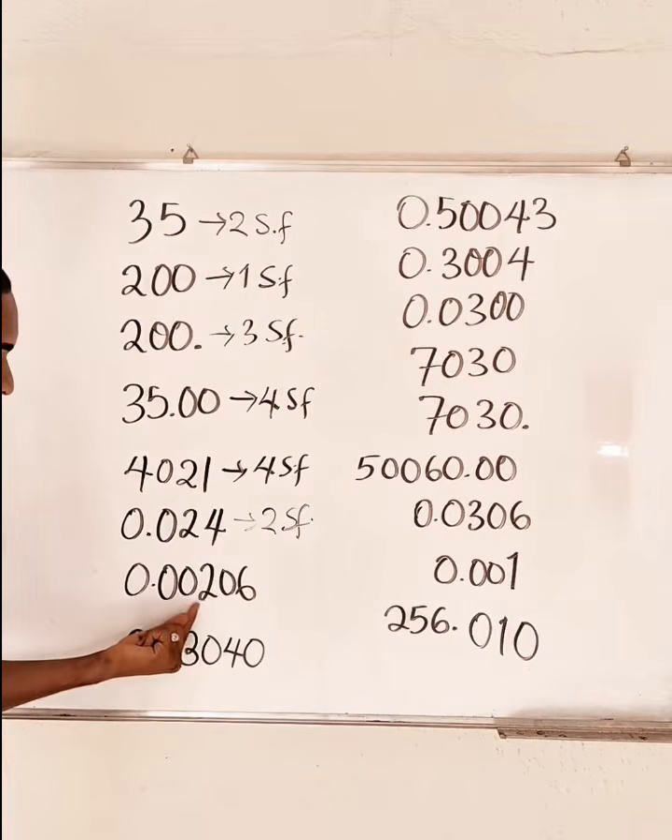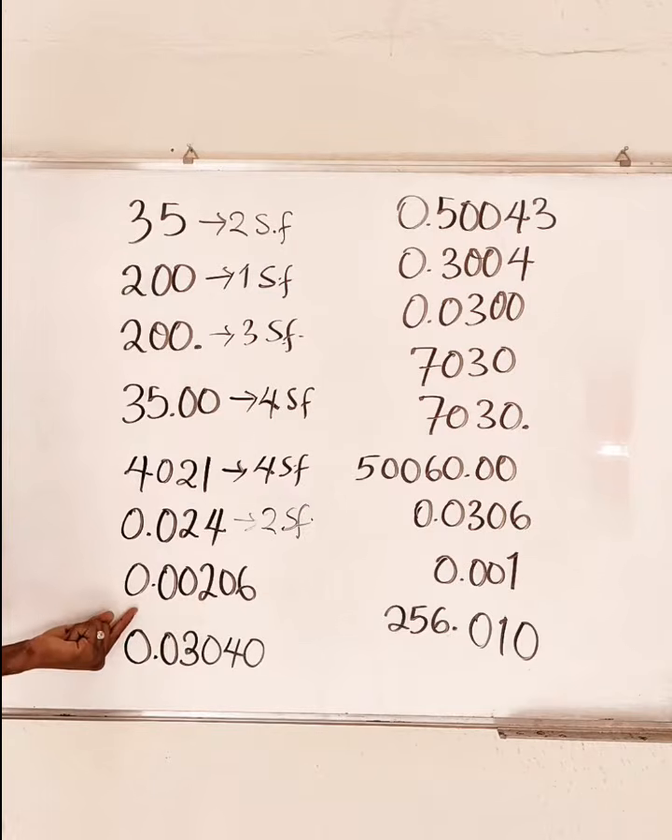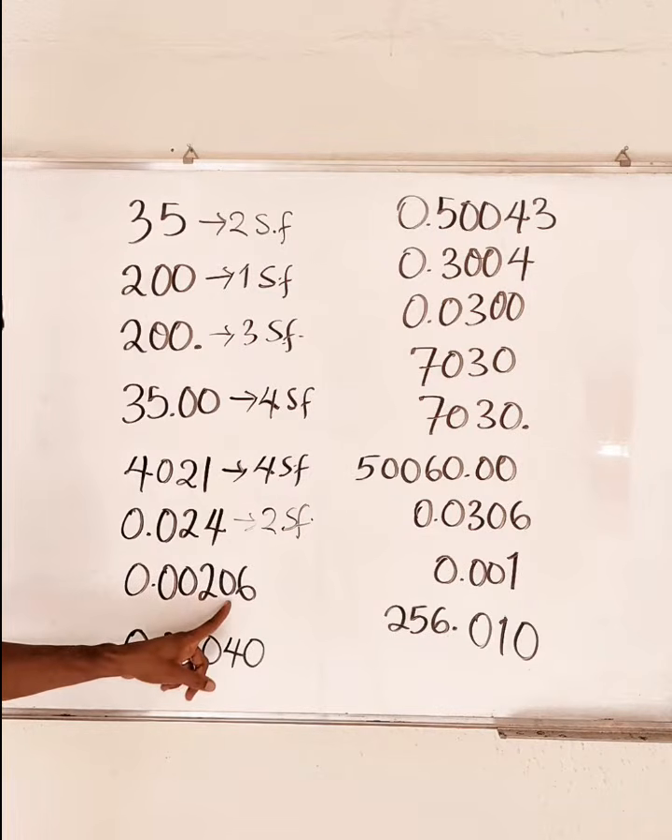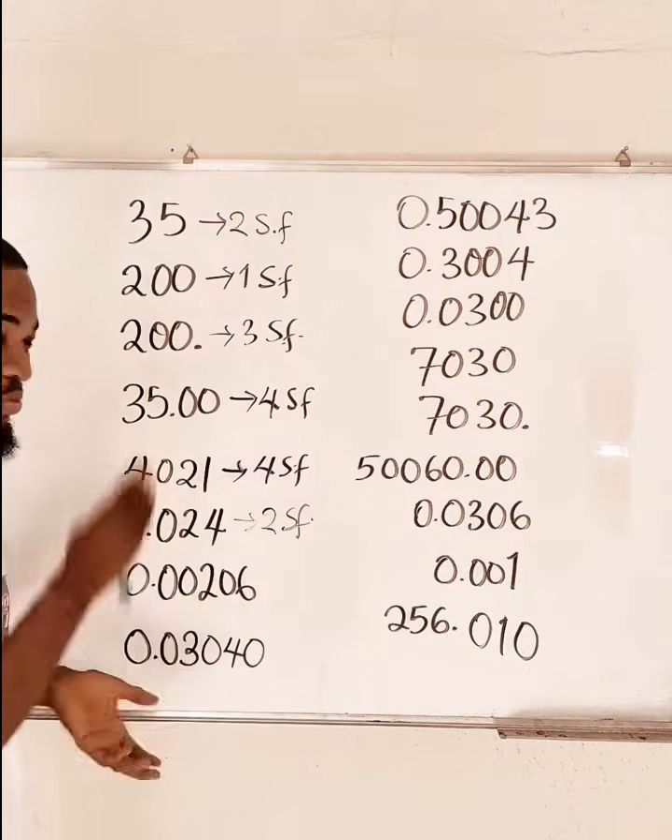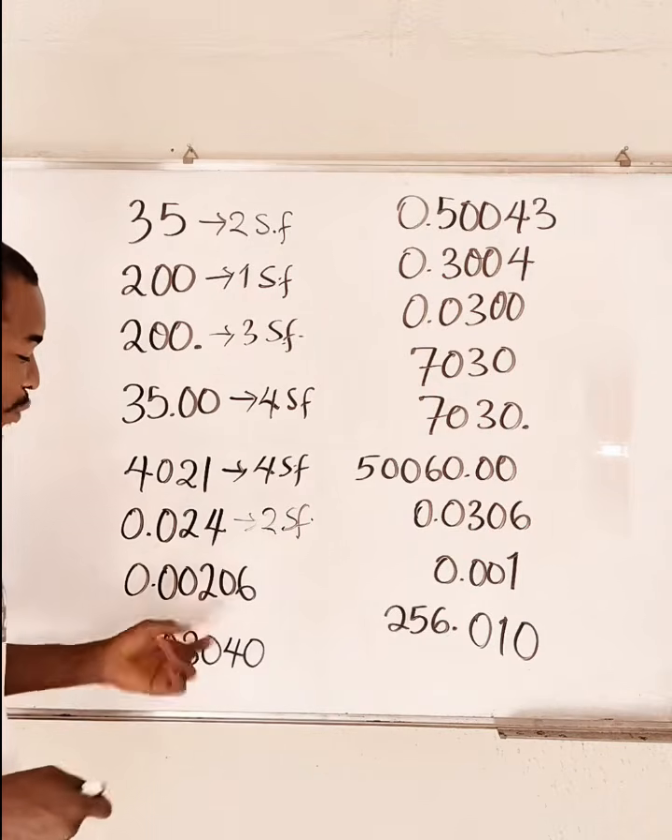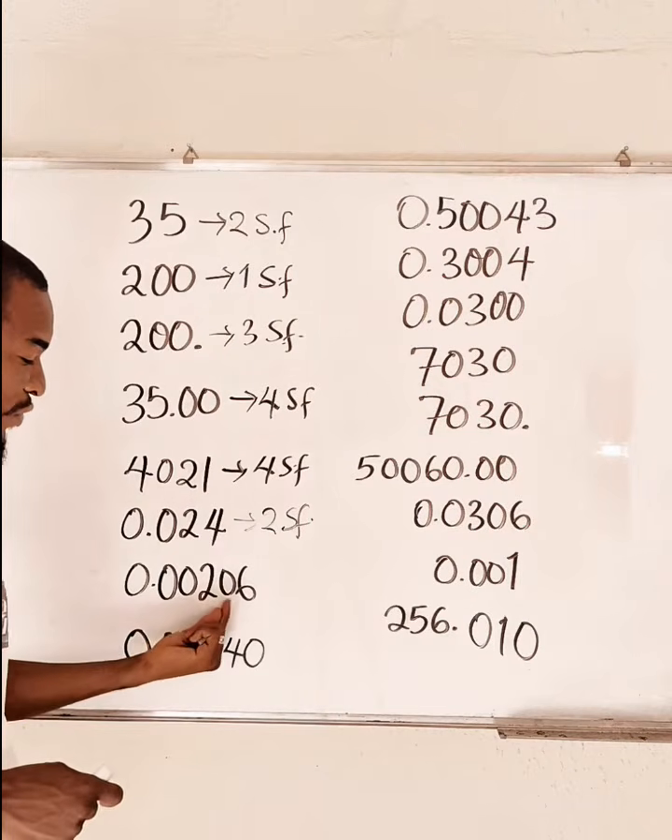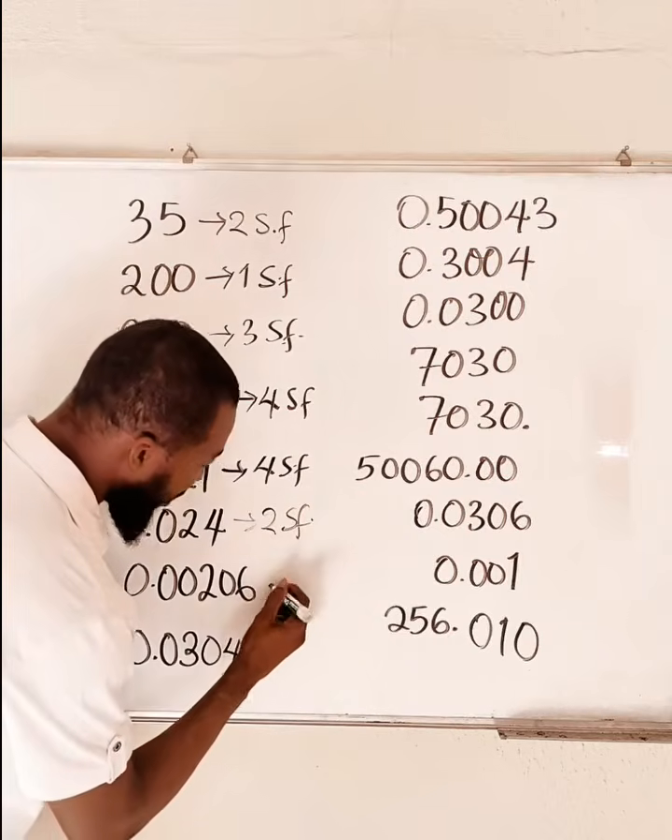Coming down here, we have 0.00206. All these leading zeros, 1, 2, 3, are not significant. But this is a middle zero, it is always significant. So let me say a middle zero is a zero that appears in between 2 natural numbers. So we have to consider it. So we have 1, 2, 3. 3 significant figures here.